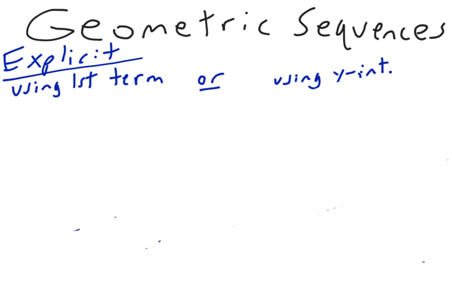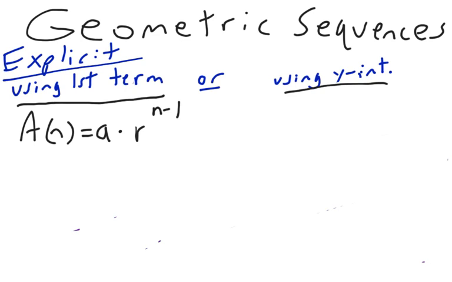So an explicit equation is one where you can find out any term number just by plugging in the term number for n. So we're going to learn 2 different equations for explicit. You guys can use whichever one you're most comfortable with, but you need to be able to use both of them, or apply both of them.